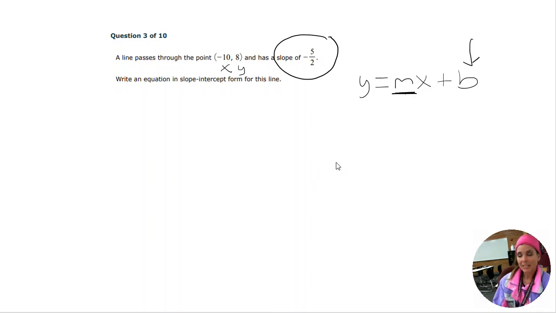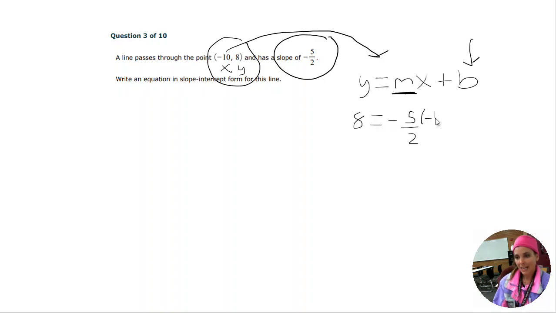So we're going to take the information they gave us. We're going to substitute the information from this point in for the y and the x in the equation, and we're going to replace the m with the slope, and now we are going to solve for the b, meaning that we need to get the b by itself.